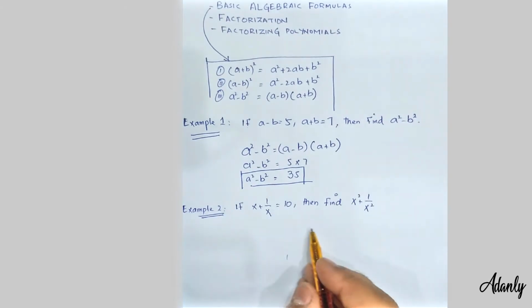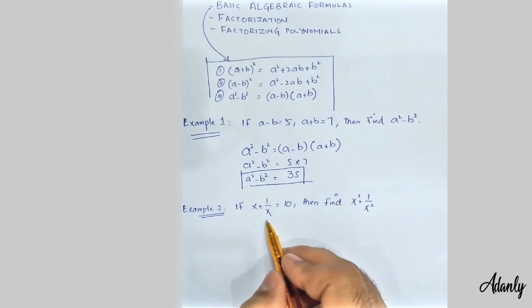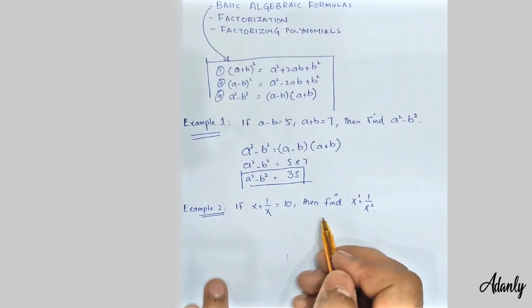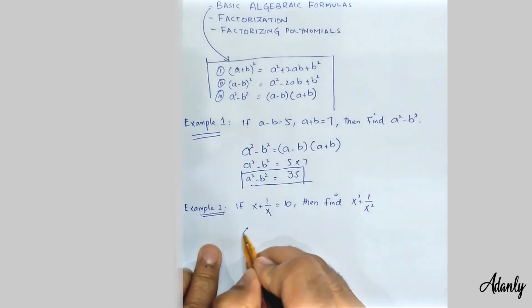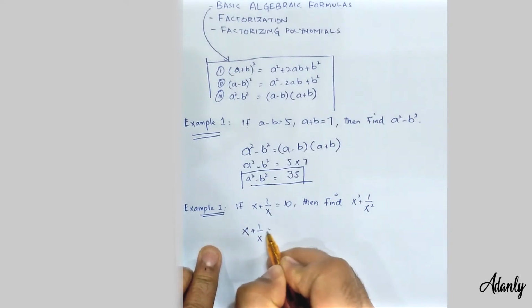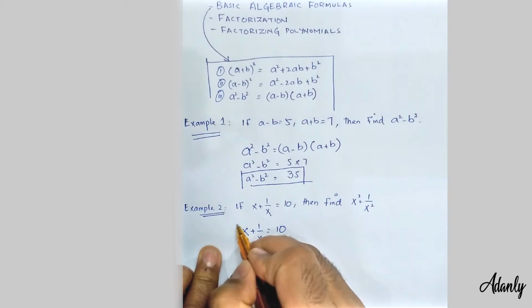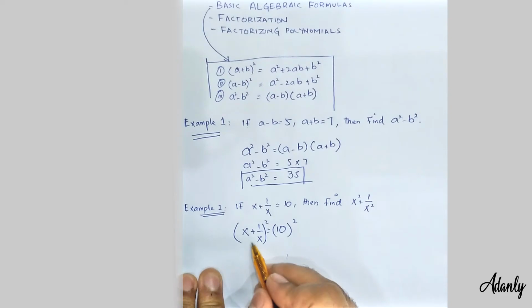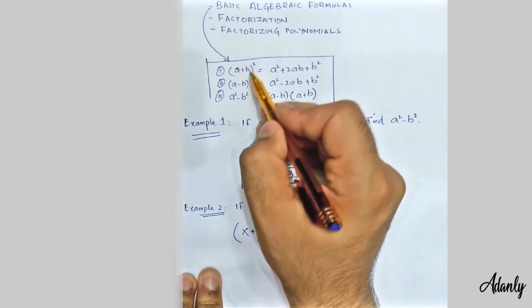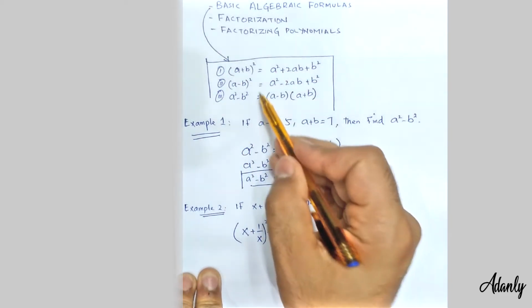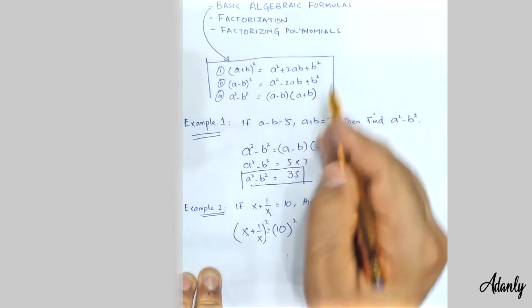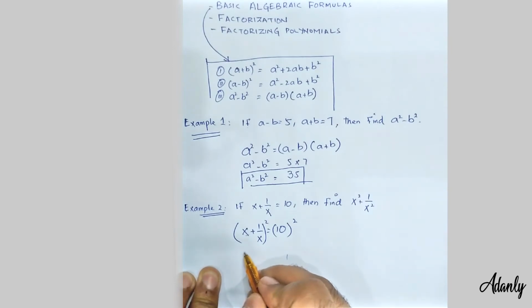Now we have another example which states that if x plus 1 over x equals 10, then find x square plus 1 over x square. So let's write down x plus 1 over x equals 10. Let's square both sides. If we compare this term with formula number 1, we see that (a plus b) whole square equals a square plus 2ab plus b square. So let's evaluate this formula now.